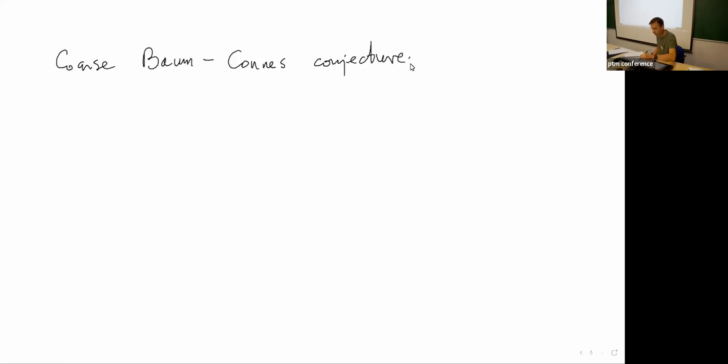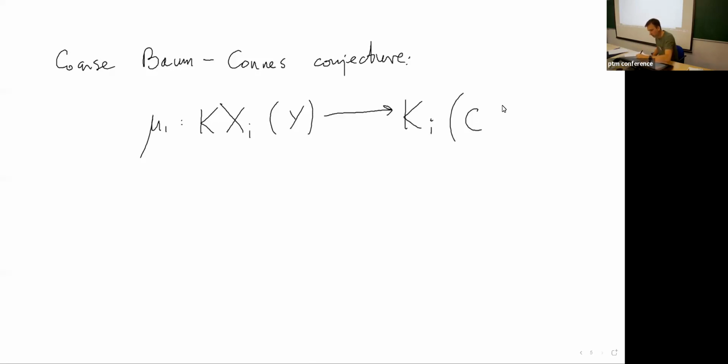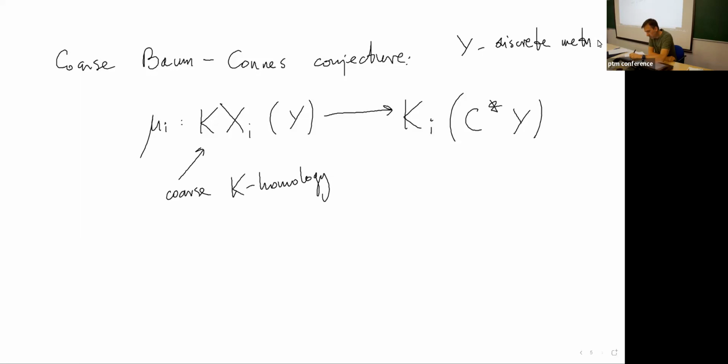Baum-Connes conjecture, and I'll write it down and I'll say what the elements of this formula are. Okay, so this is the Baum-Connes index map. So this goes from the coarse K homology. Y here is a discrete metric space. You can think of a finitely generated group, a discrete metric space.